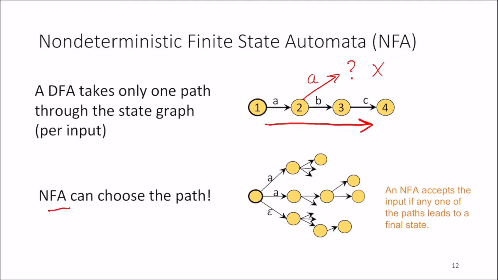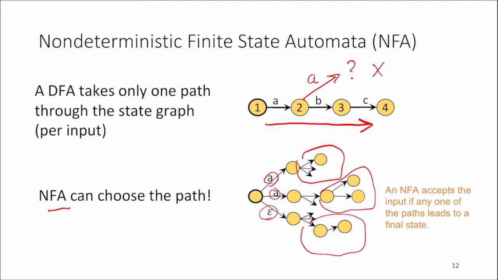In contrast, the NFA, on the same input symbol A, might end up in different parts of this state graph. And because of the introduction of the empty string, it can take that transition into that path as well.